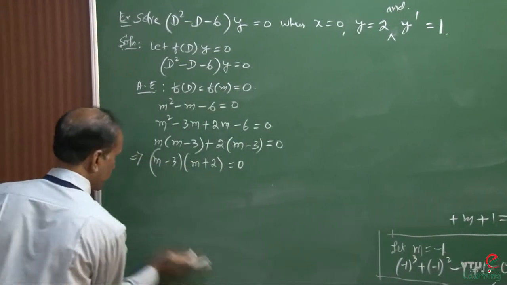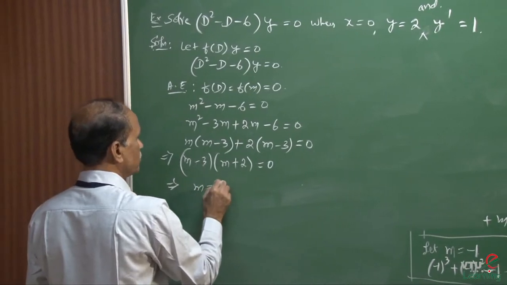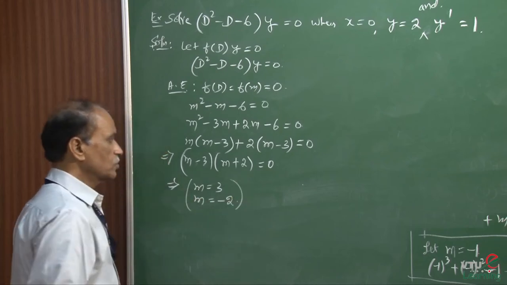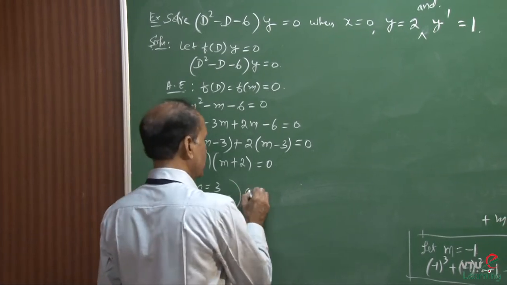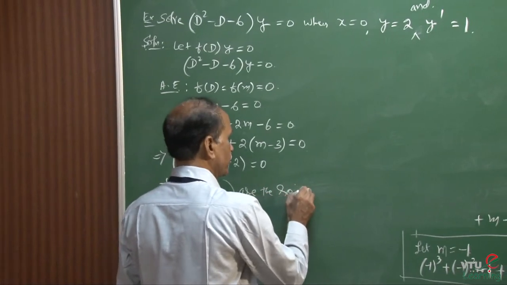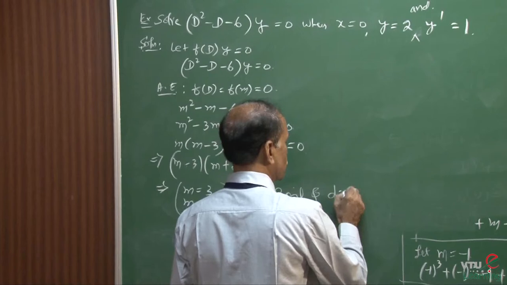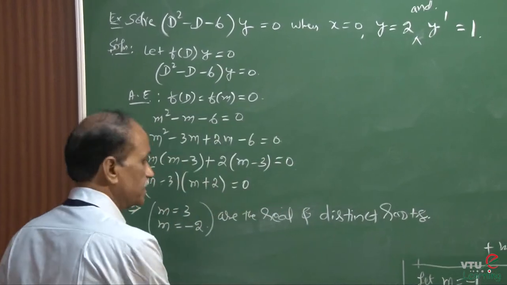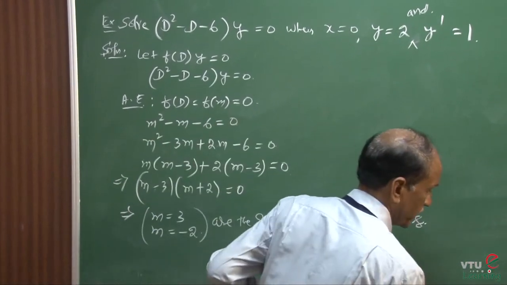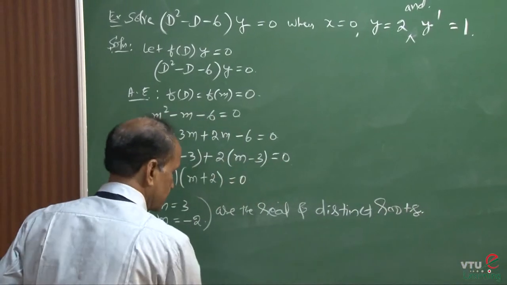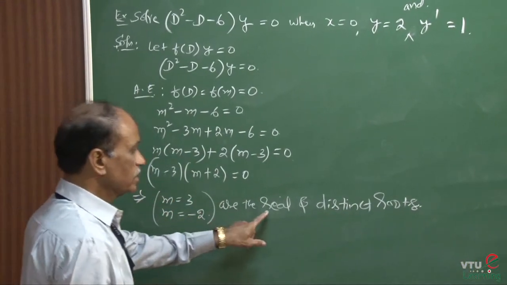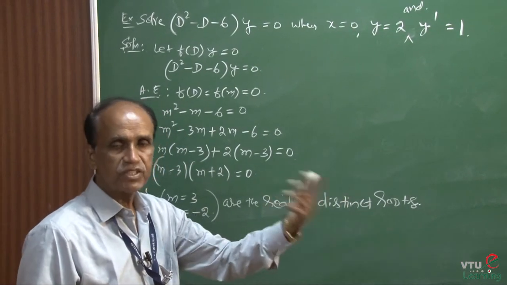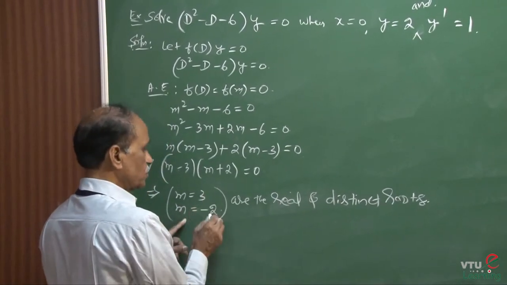Then this implies m equal to plus 3 and m is equal to minus 2. These are the two roots. What kind of roots do you have? They are real and distinct roots, real and different. Okay. How do you proceed for this? That is writing the solution for the roots which are real and different. Distinct has the same meaning as different, that means m1 is not equal to m2, that means 3 is not equal to minus 2.